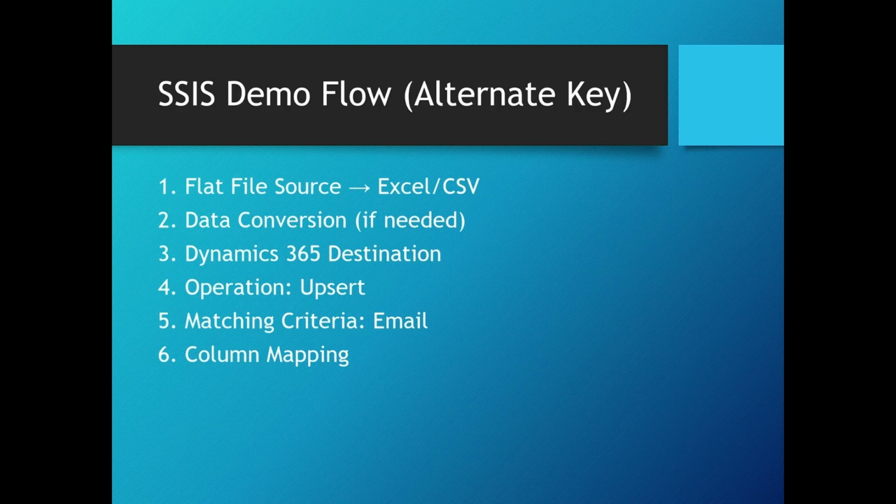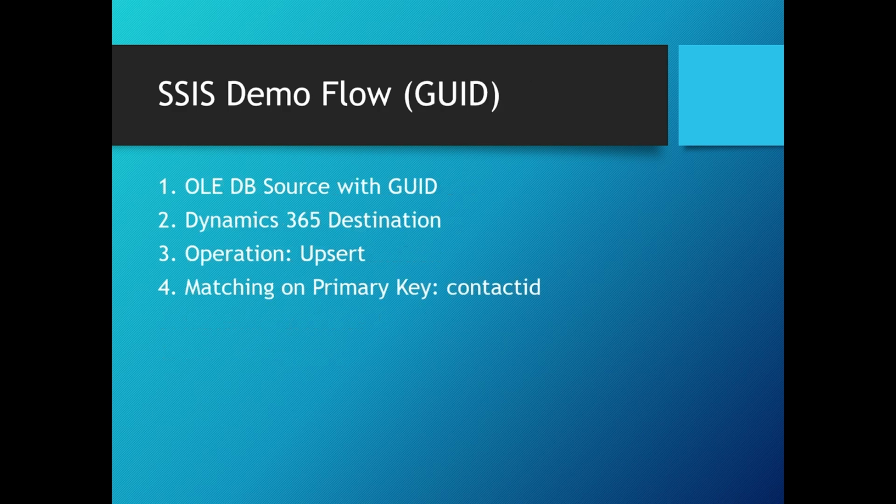So let's move to the SSIS demo flow. Here, two things are there. One is the alternate key and the second is the GUID. In the case of an alternate key, it means if you find a record with this unique value, update it, otherwise create it. That's basically the backbone of an upsert operation.